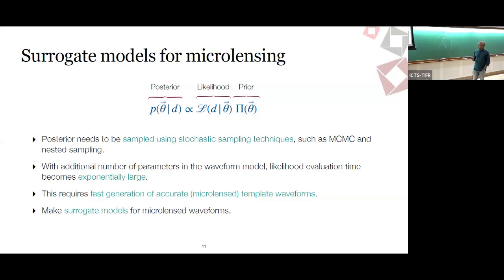Additional problems can be the following. If you increase the number of parameters in your lens model or in the full microlensed waveform, then the likelihood evaluation time also becomes exponentially large, because your parameter space grows exponentially with the number of parameters. So this requires faster generation of templates, and so we try out surrogate models for microlensed waveforms.